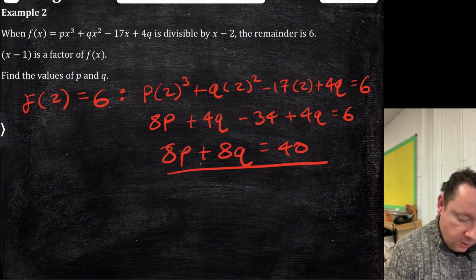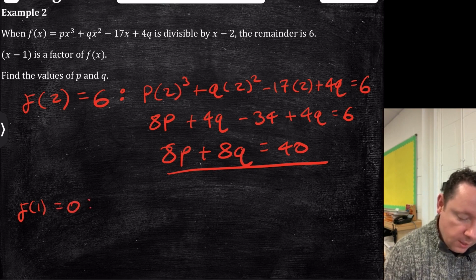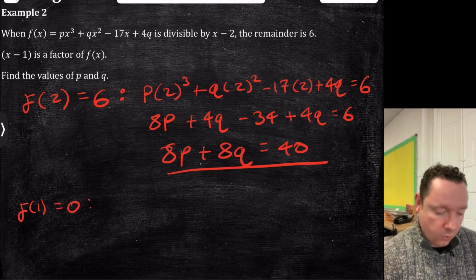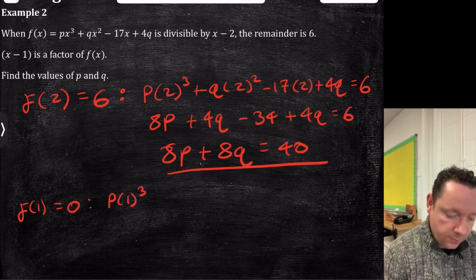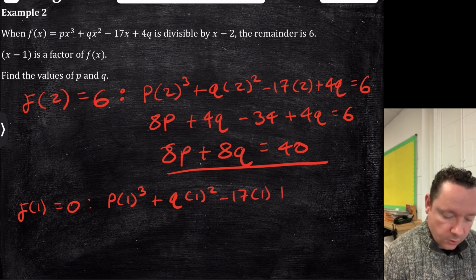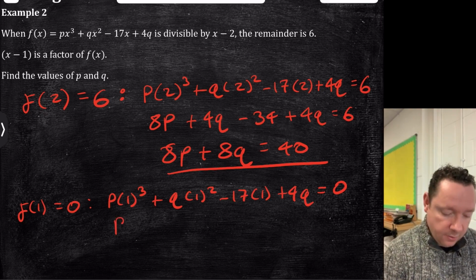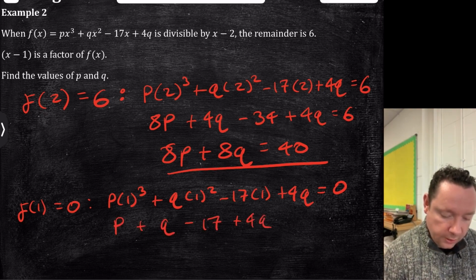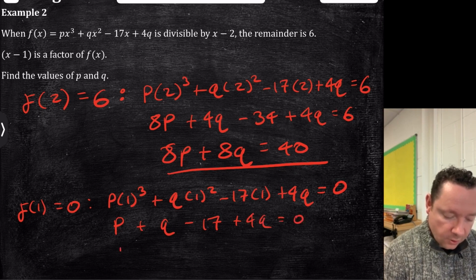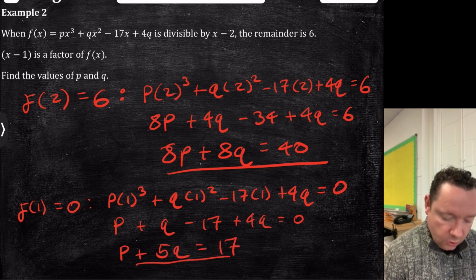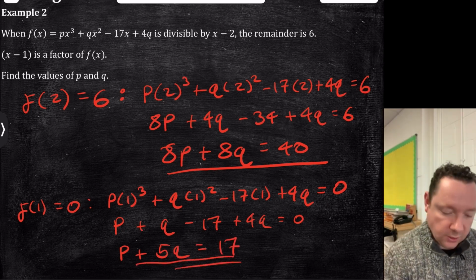X minus 1 is a factor. So that means that f of 1 equals 0. The remainder is 0. So we can just shove 1 in. So we've got p times 1 cubed plus q times 1 squared minus 17 times 1 plus 4q equals 0. Well, that gives me p here plus q minus 17 plus 4q equals 0. So that is p plus 5q equals 17, taking the 17 over. Two equations, and now we can just do simultaneous equations.